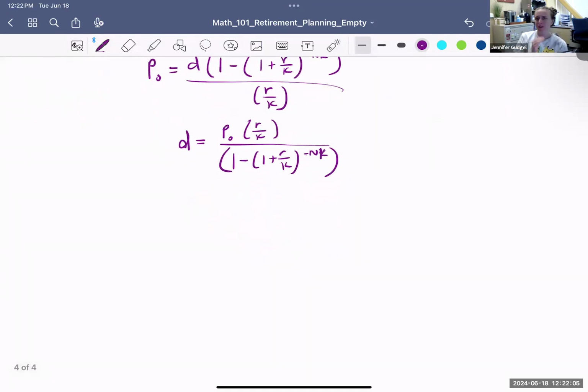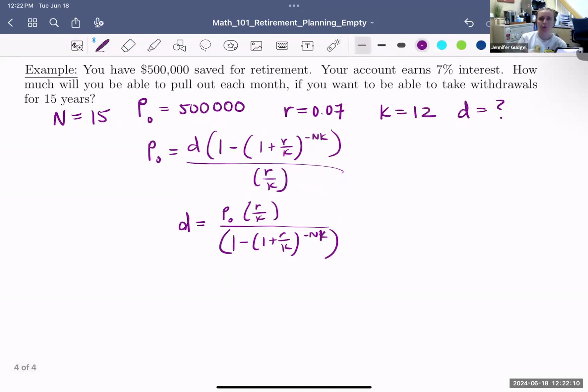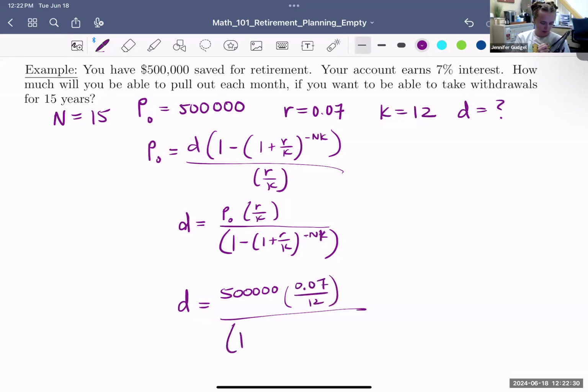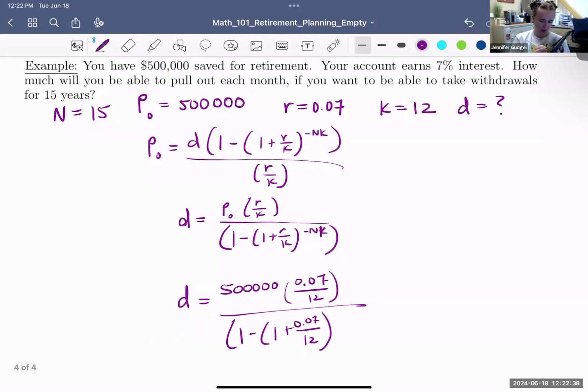All right, so a little double part in this example. We're now going to use that formula. Everything we're given, we're plugging in. I just wanted to have that D, that withdrawal value, separate so that I could just plug my values into my calculator and call it a day. So that withdrawal amount is going to be 500,000. Make sure you're counting your zeros carefully. Times R over K, that's 0.07 over 12, divided by 1 minus 1 plus 0.07 over 12 to the negative NK power. That's negative 15 times 12.